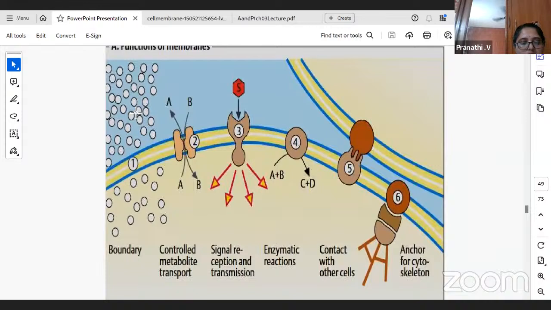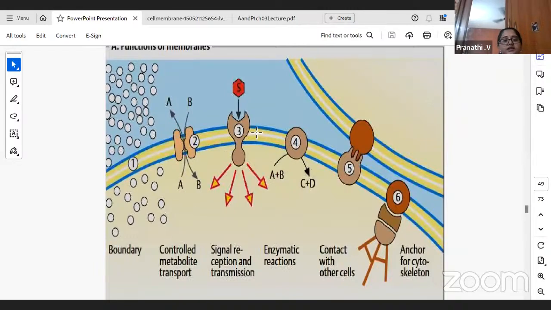Permeability. So all the ions are coming inside, and it acts as a boundary. And then controlled metabolite transport. So glucose, metabolites, if any molecule has to come inside, if any secondary messenger or a hormone has to come inside the cell, it is going to go through this.